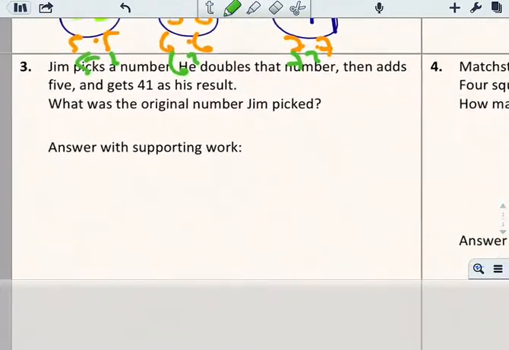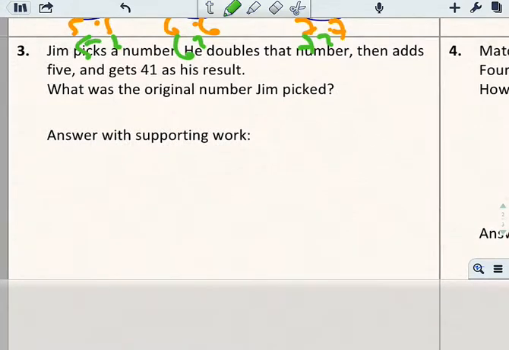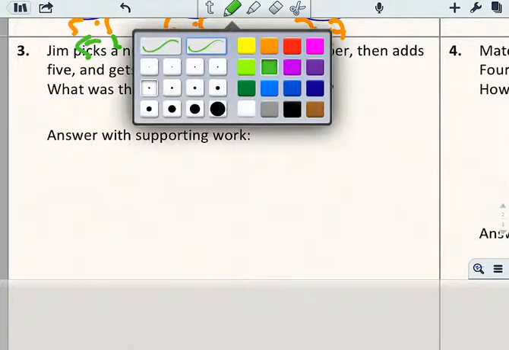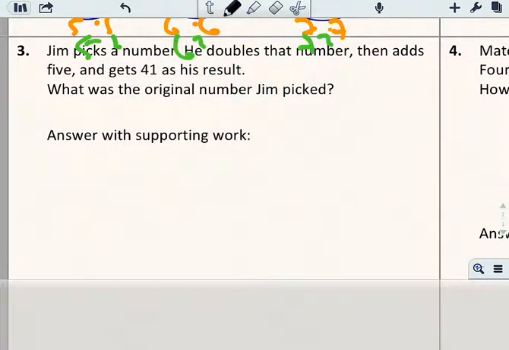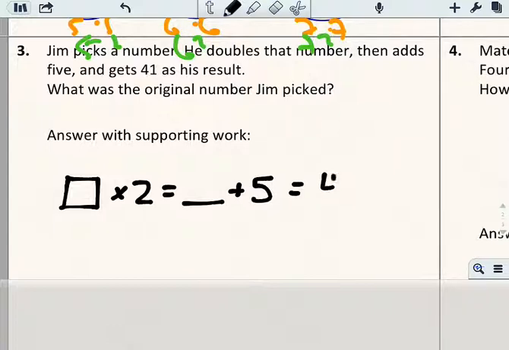Let's look at this one. Jim picks a number. He doubles it, and then adds 5 and gets 41 as a result. What was the original number that Jim picked? Here's your answer with supporting work. So he picks this number. I'm just going to make it an empty square. He doubles it, and that means he multiplies it by 2, and then he gets this number right here. He then adds 5 to it, and he gets 41 as a result.